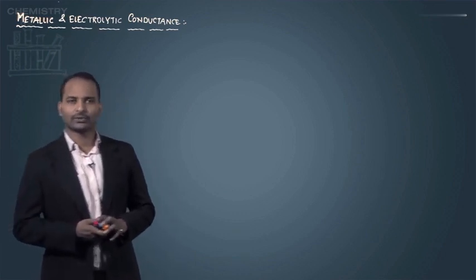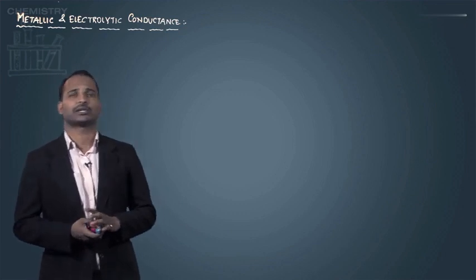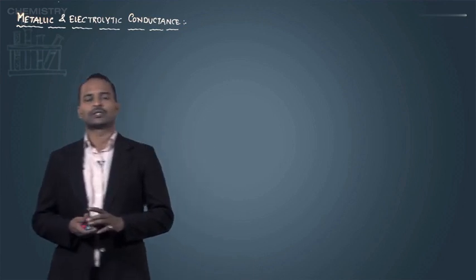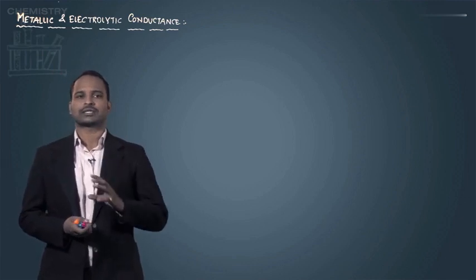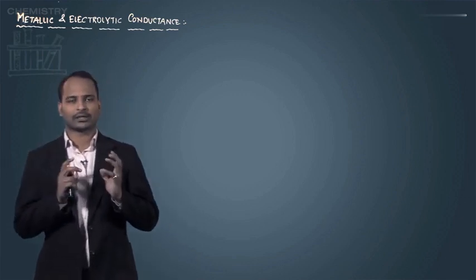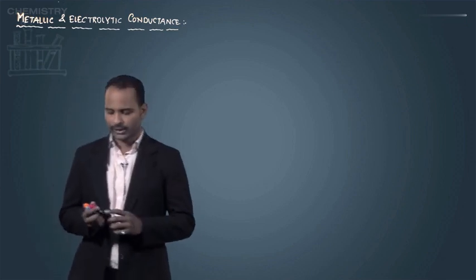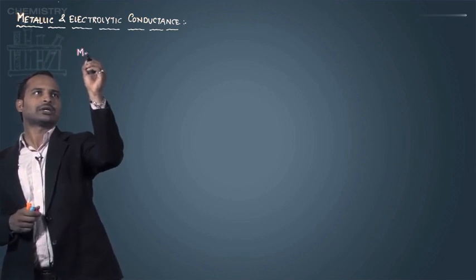Metallic conductors conduct electricity in solid state as well as in liquid state, but electrolytic conductors conduct electricity only in molten state or in aqueous state. So here I am talking about conductivity. As I said, there are two kinds of substances. We classify the substances as metallic or electrolytic. So let's see the difference between metallic conductance and electrolytic conductance.